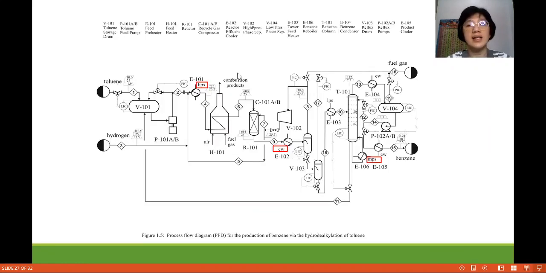So I have actually tried to identify the utility stream from the previous process flow diagram. If you look at here, we have HPS, high pressure steam. Then we have CW, the cooling water. So meaning E102 is actually a cooler. So we have here E106, the medium pressure steam is used in E106, meaning this is a heater, and this is also the reboiler of T101.